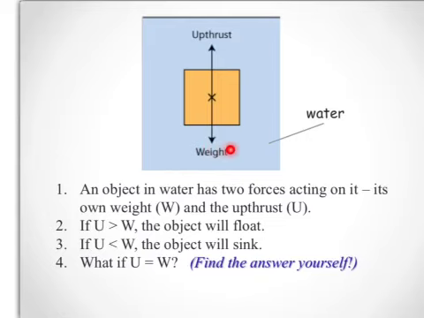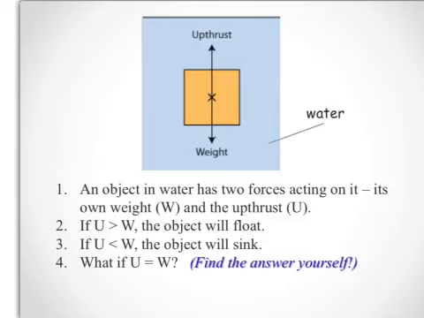Here we have a diagram of an object in water. It says here, an object in water has two forces acting on it. Firstly, its own weight, the force of gravity, acting down on it, and then secondly, the upthrust by the liquid, in this case water, acting up on it. Upthrust can also be called buoyancy force.